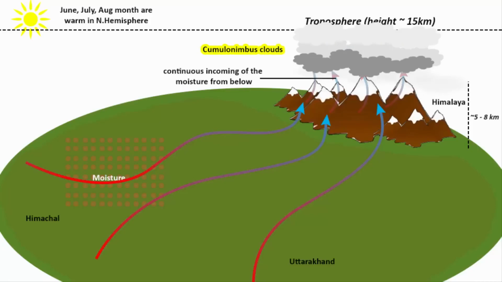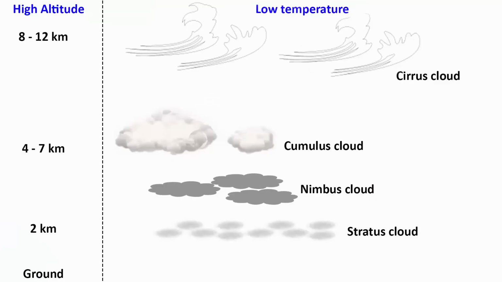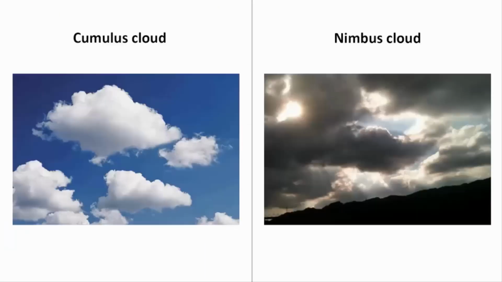If you look at this cloud, cumulonimbus, it is a combination of cumulus cloud and nimbus cloud. I have a video on different types of clouds where I have explained everything in detail. You can watch it if you want to know in detail about different types of clouds. Both these clouds are usually formed at a lower altitude of around 3 to 7 kilometers. I'll put a picture of these two clouds.